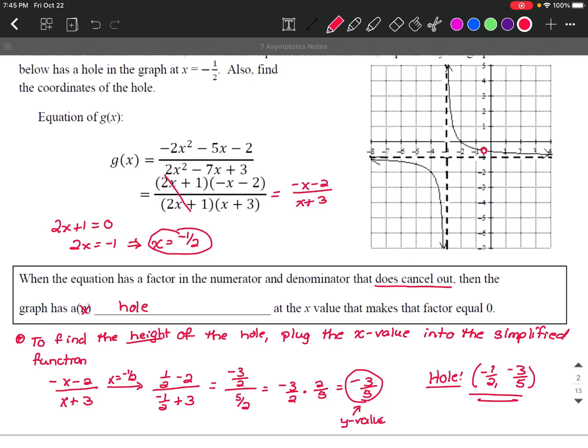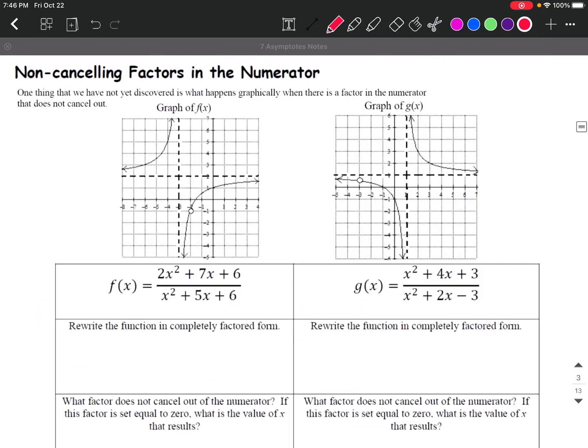Okay, so to find the coordinates of a hole, you factor the function and simplify. The factor that canceled out, find the root of that, that's your x value. Take that x value, plug it into the simplified function, and you'll find the matching y value, which is the height of your hole. Now let's talk about the non-canceling factors in the numerator.